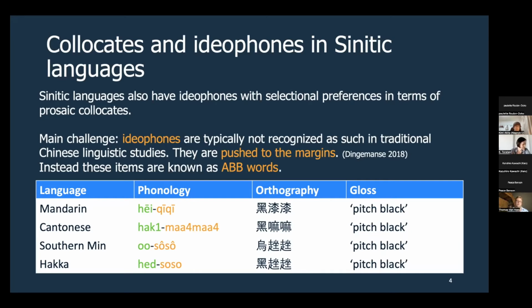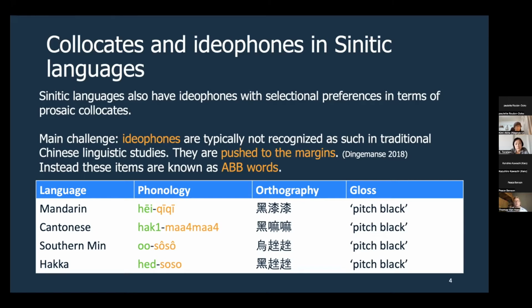They do talk about things like ABB words. So you can see here in Mandarin, Cantonese, Southern Min, and Hakka, in green, you have this prosaic collocate, hei, hak, o, head, which all mean dark or black. And then you have this reduplicated part, chi, chi, ma, ma, so, so, and so, so, which is very vivid, and together they form this construction of ABB, because that's what the characters look like.